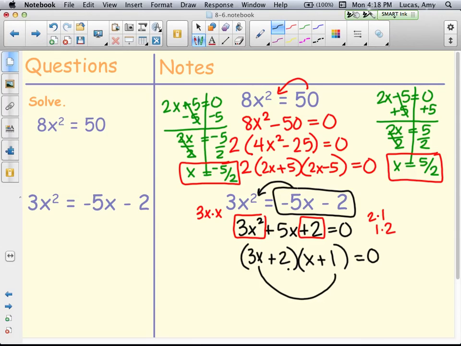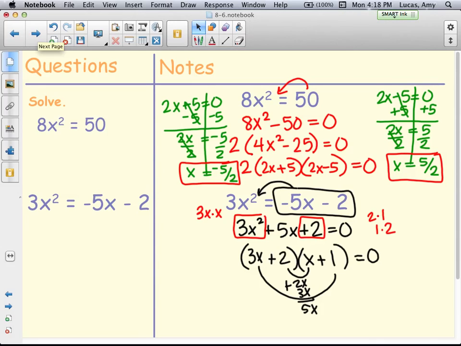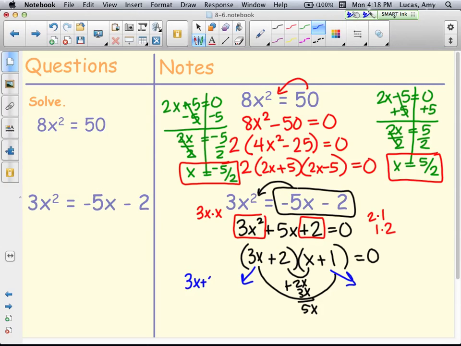And then I'll check. My inside product is 2x. My outside is 3x. Add those together. And I do get my middle term, 5x. So now I can solve each one of these. Set them equal to 0. 3x plus 2 equals 0. So subtract 2. And 3x equals negative 2. Divide by 3. And x equals negative 2/3 for my first one.